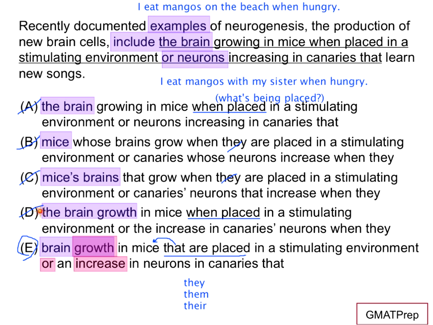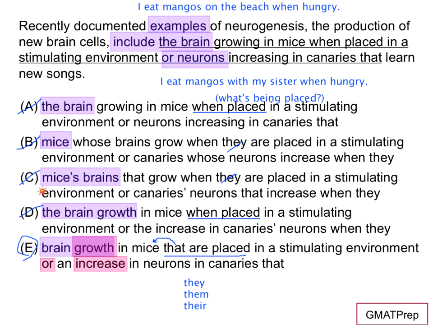The issue with saying the, this is really nitpicky. I wouldn't necessarily use this in the test, especially if you're a non-native speaker. This might be tough. When you say the versus a, you are referring to one specific thing, like the cat, that cat right there, the one that I was just talking about, versus a cat, any cat in general. So when you talk about the brain growth or the increase, you're referring to a specific brain growth, like maybe the mice have tumors in their heads or something like that.